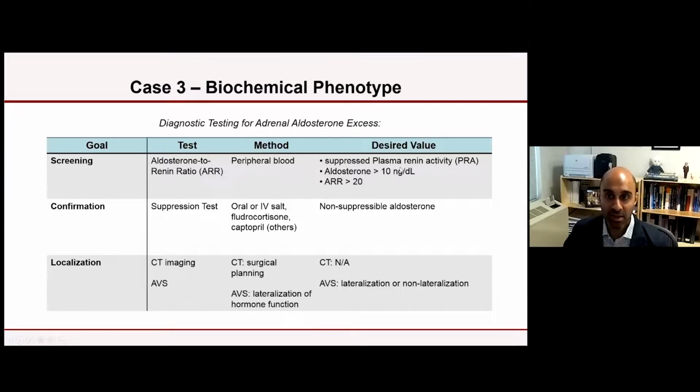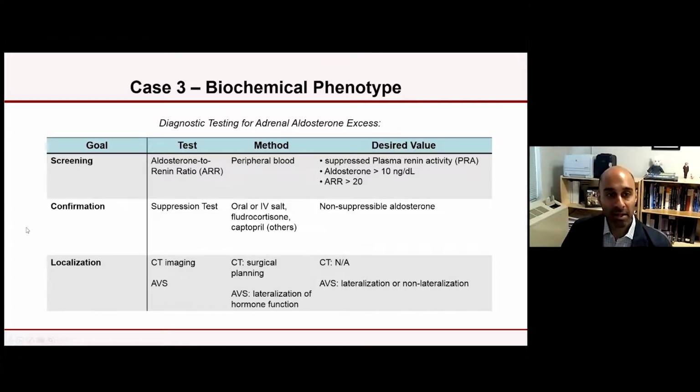So if you have a suppressed renin and an aldo of 10, you should definitely consider this a positive screen. An aldosterone to renin ratio will generally be well above 20 in this situation. And at that point, you can counsel your specialist, whether that's an endocrinologist, cardiologist, nephrologist, it doesn't matter.